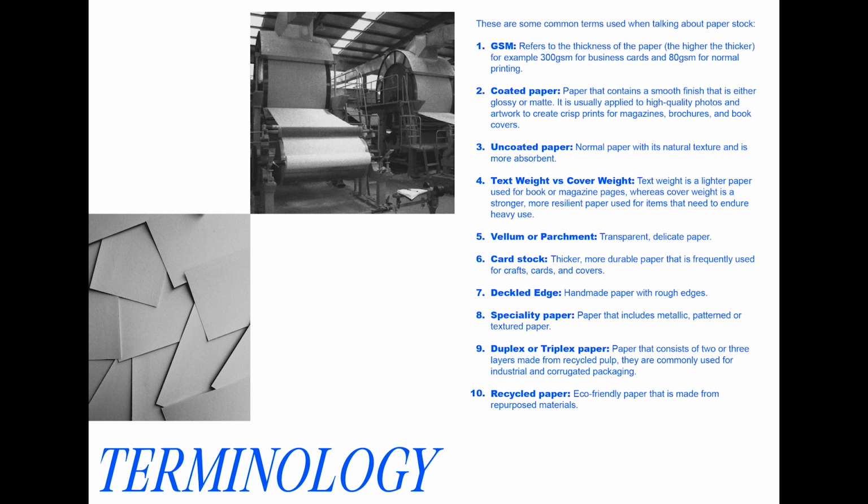Nine, duplex or triplex paper. This is paper that consists of 2 or 3 layers and is made from recycled pulp. So this is commonly used for industrial and corrugated packaging. Lastly, we have recycled paper, which is obviously eco-friendly paper that is made from repurposed materials.